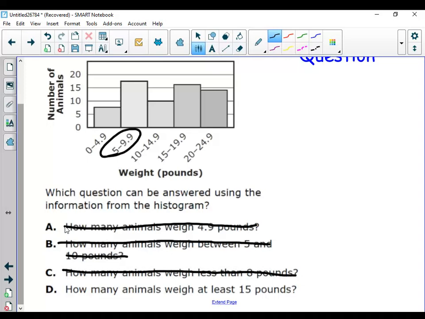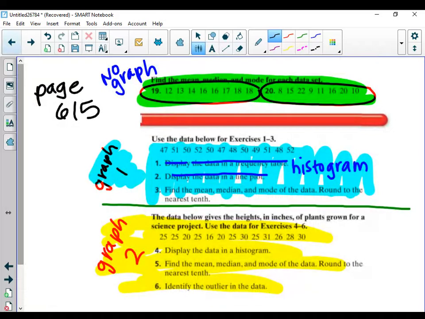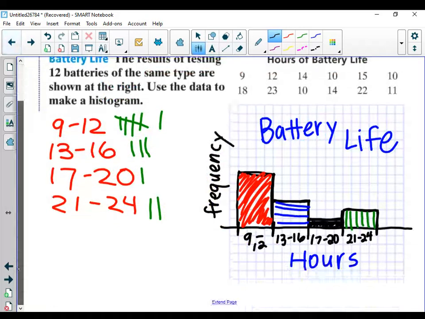How many animals weigh at least 15? What does at least mean? 15 or more. So yeah, that's like 15 and up. You don't have to know what animal weighs what, just have to have 15. So anything in those two categories, right? So it's D. Nice.